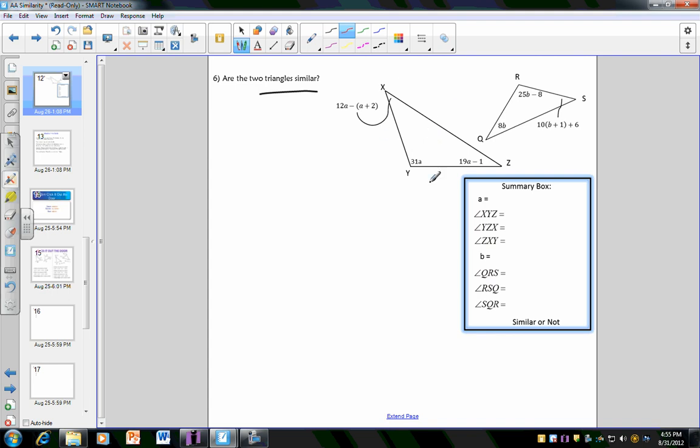So to find the angle measures, I'm going to look at this triangle first, XYZ by itself, and then look at QRS. Okay. Don't look at them together. Look at them separate by themselves. So I'm going to solve for A. Okay. Giving you a little summary box here to help you out. Let's solve for A first.